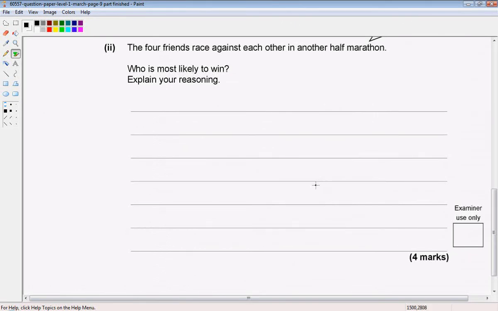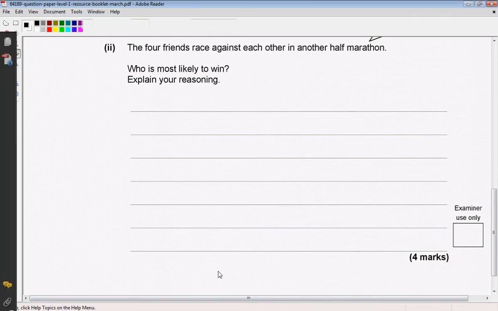Okay, so we get to part 2 of this question. The 4 friends race against each other in another half marathon. Who is most likely to win, and explain your reasoning? So this is a 4-mark question, but there's little or no calculation to be done. It's just drawing a conclusion from the information that we have.